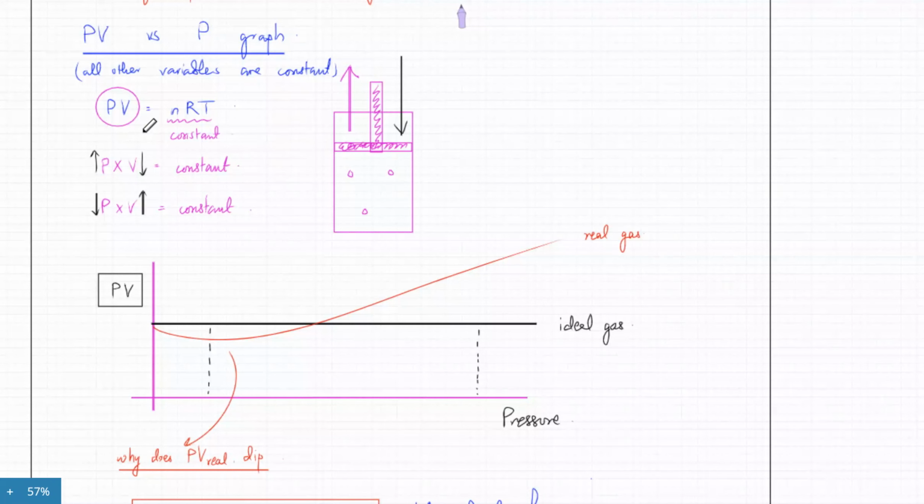And I told you that this product P into V is always a constant because pressure and volume are inversely proportional. So if pressure goes up, the volume goes down, but the product remains constant. If pressure goes down, the volume goes up, and it would still come out to be a constant. No matter how you change the pressure, you increase it, you decrease it, the product P into V would always be a constant. So for any pressure value, P into V is going to be a constant, and it's going to be a straight line. That's going to be your ideal gas line.